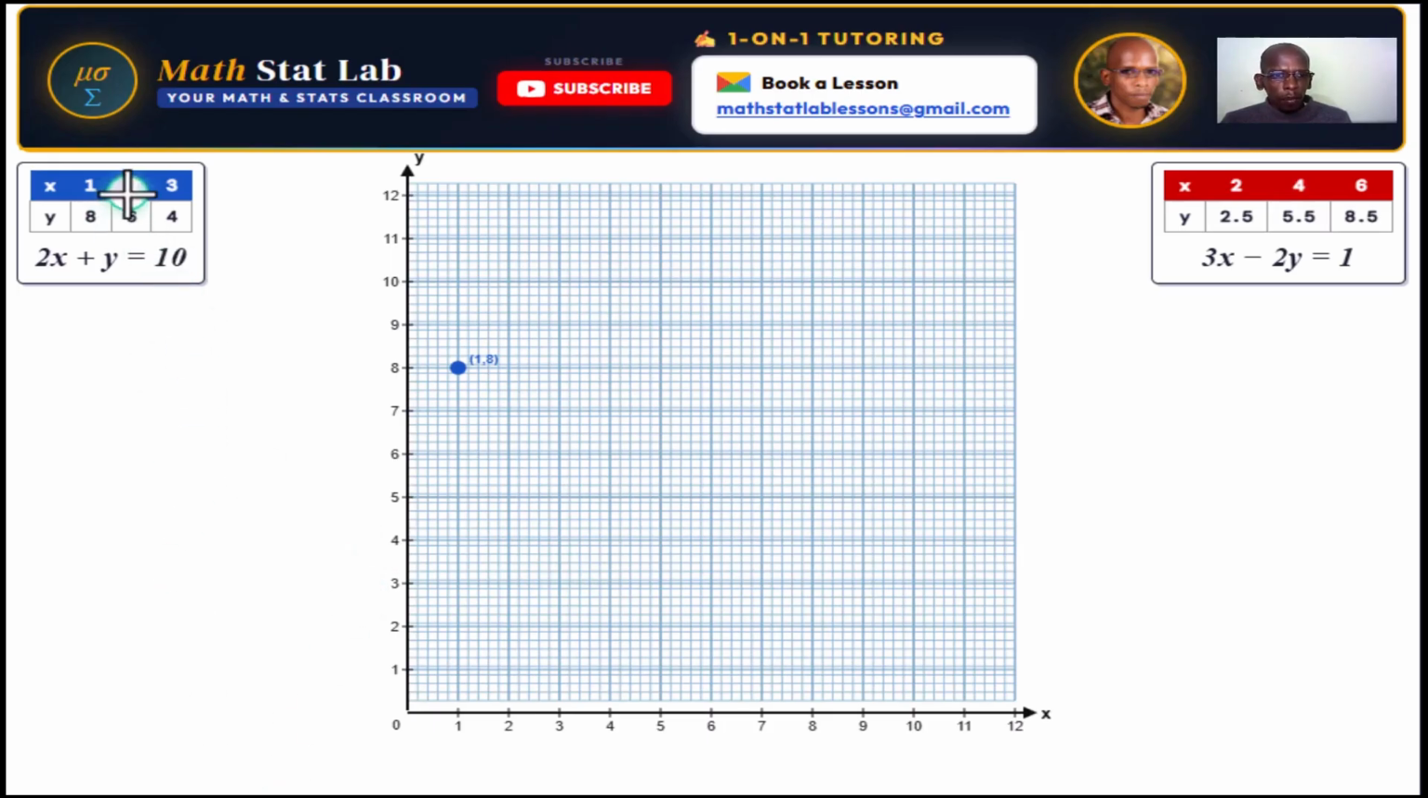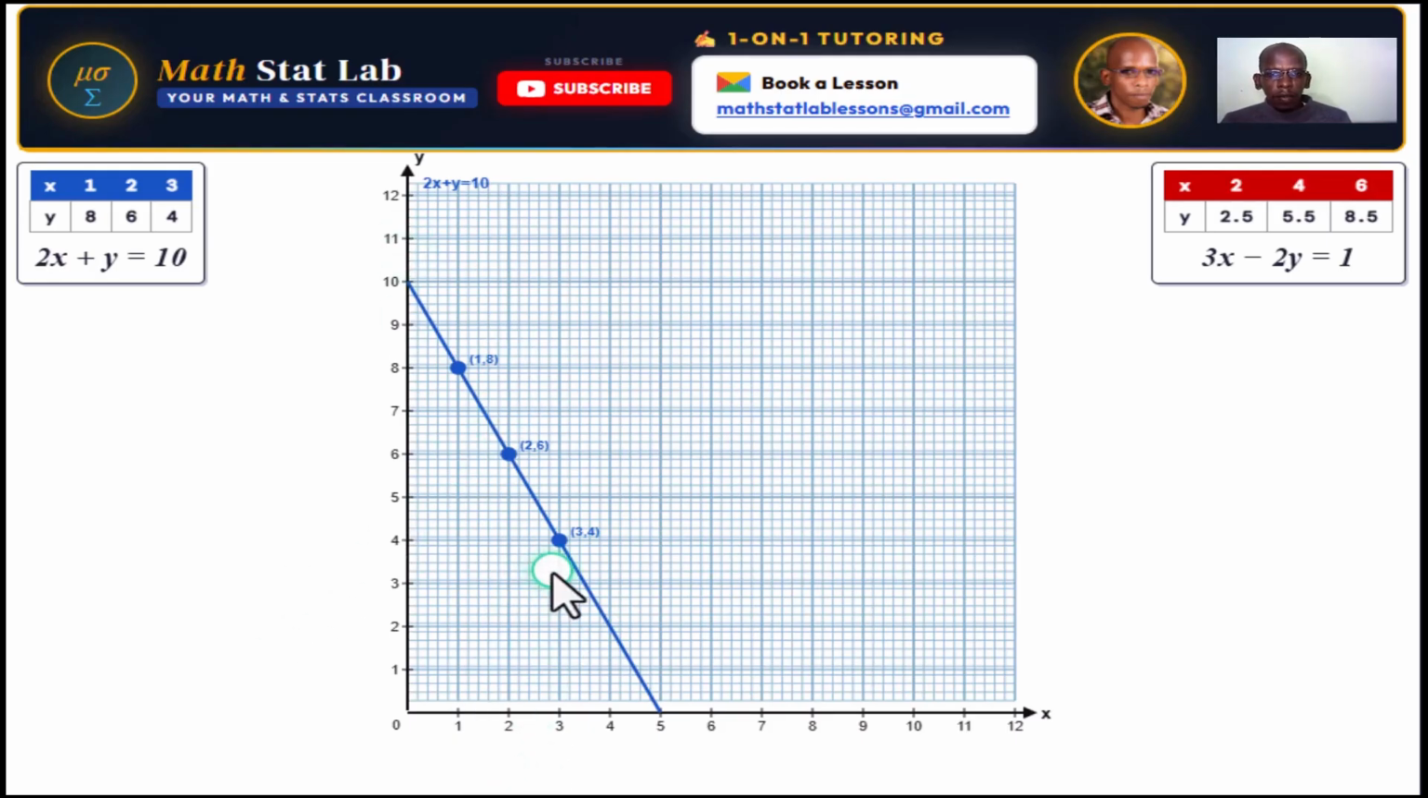Then we go to the second point, when x is 2, y is 6. So we come to the x-axis 2, then y-axis is 6. So somewhere there is where they intersect. And then we go to the last point, here we have 3, 4. So when x is 3, y is 4. On the y-axis, here is where we have 4. So that is the third point. And then from there, we can just fit the line, and we have plotted our first line.